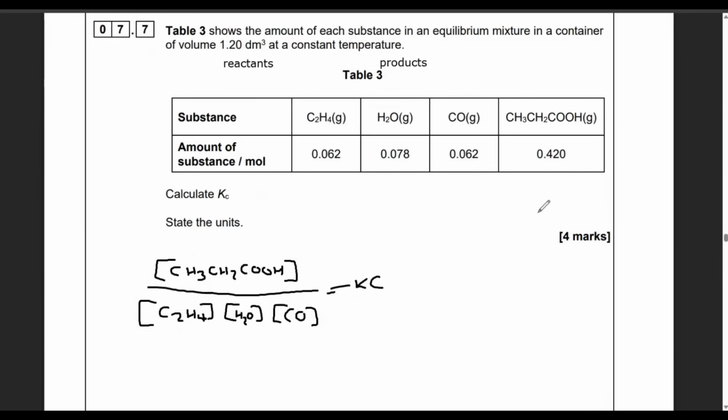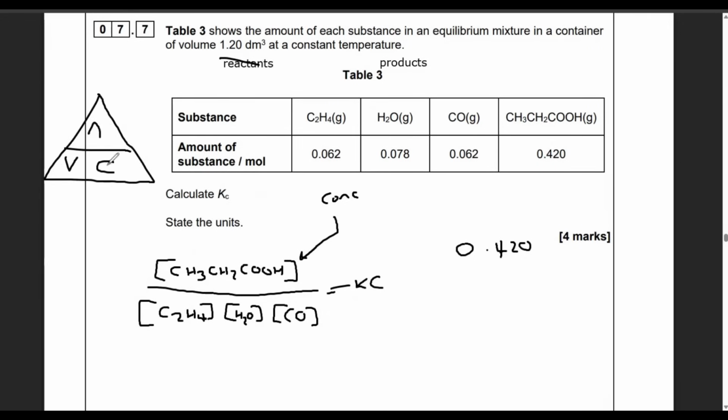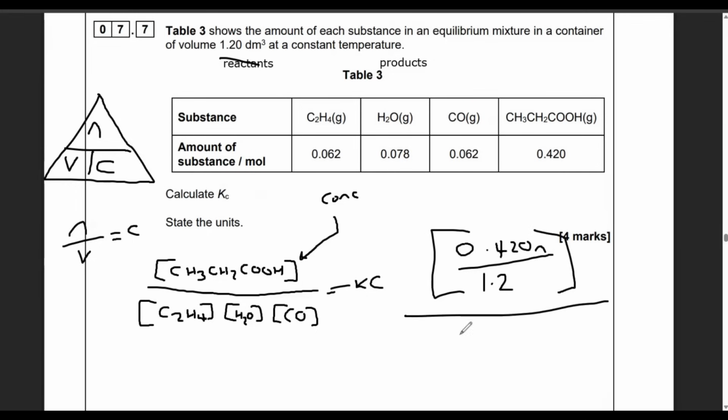So let's substitute the numbers in. We're going to have products over reactants, so we're going to go 0.420. What we need to do is pay attention to the square brackets. What do the square brackets mean? Well, they mean concentration. Let's think of the equation, n over c times v. So if I want to find the concentration, I need to do moles over volume. They've given me the moles, the 0.420, but the volume is 1.2. So I need to divide 0.420 by 1.20, which is in decimeters. So the volume is in decimeters, I haven't got to convert from centimeters. So that is my concentration of propanoic acid.